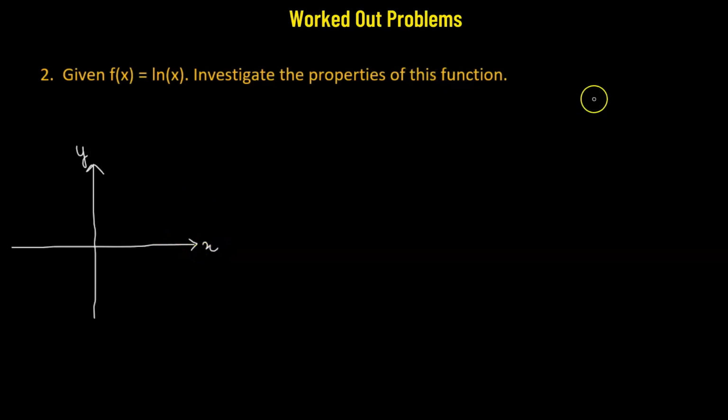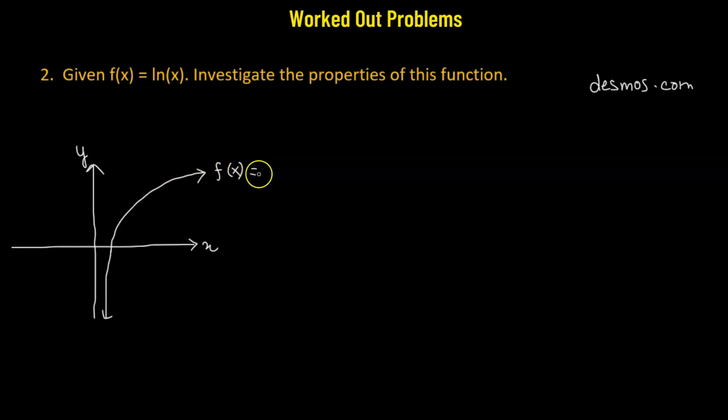Now what we can do, you can follow this website, desmos.com. This is a graphing calculator. You can plug in the function ln x. This will be the natural log of x, and this is going to give us the graph of the logarithmic function. So this is a function f of x equals natural log of x.